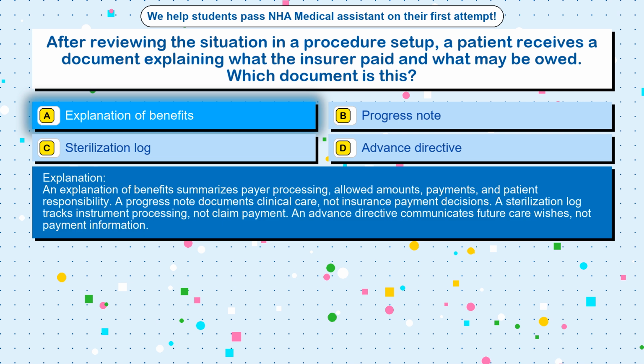An explanation of benefits summarizes payer processing, allowed amounts, payments, and patient responsibility. A progress note documents clinical care, not insurance payment decisions. A sterilization log tracks instrument processing, not claim payment. An advance directive communicates future care wishes, not payment information.